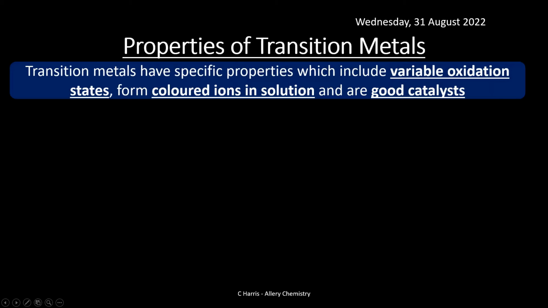Okay, so transition metals have very specific properties. They include variable oxidation states. They form coloured ion solutions. They're good catalysts as well, and they can actually form complexes too. Okay, so you've got various different properties here.